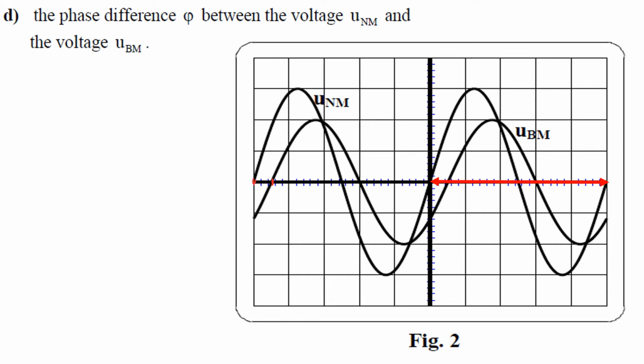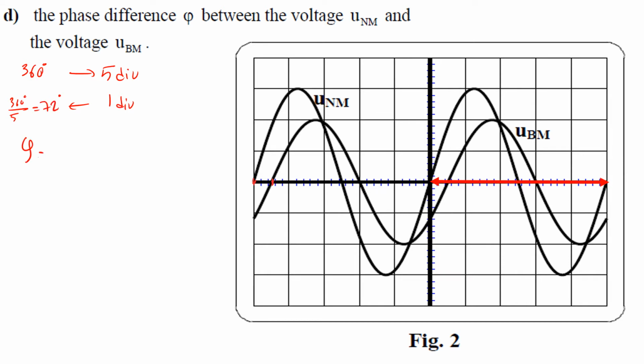Okay, the phase difference phi between the voltage UNM and the voltage UBM. First, each waveform covers 5 divisions. If I take UNM or UBM, each waveform is 5 divisions. So 360 degrees is 5 divisions. So each division is 360 degrees over 5, which gives 72 degrees.